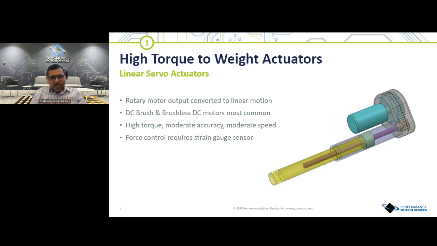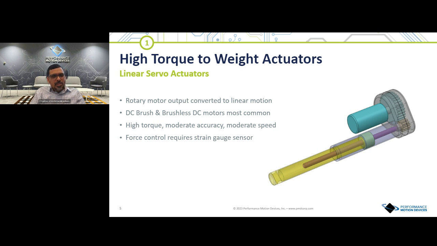There are a lot of other use cases for actuators that we cover in detail in a white paper, so you can go to the PMD website to get it. But just to highlight this particular one, you get pretty high torque, moderate accuracy and moderate speed. We try to cover and compare all the different actuator implementations. Obviously, in this presentation, we'll just look at one as an example. Then you can look at that white paper to evaluate, for your application, what type of actuator you should pick, or design. In this particular case, you would require a strain gauge sensor or something similar for force control.